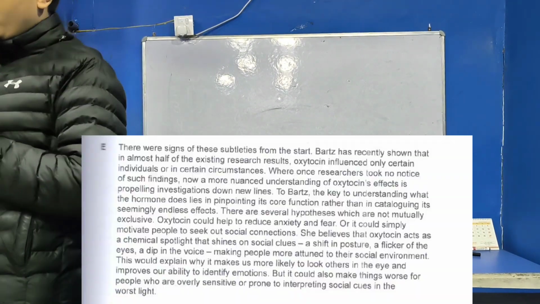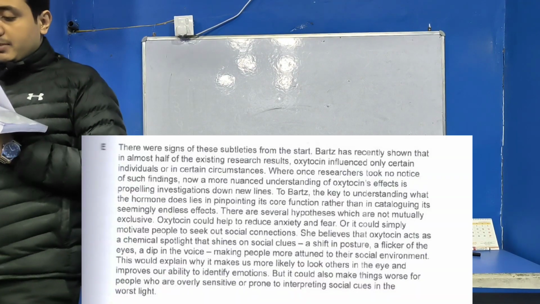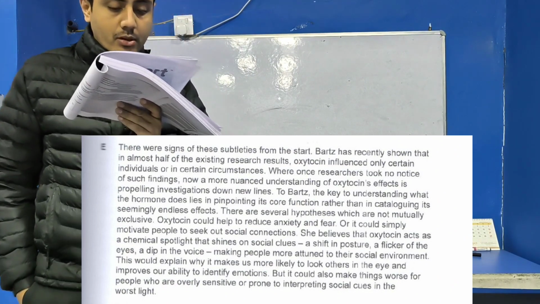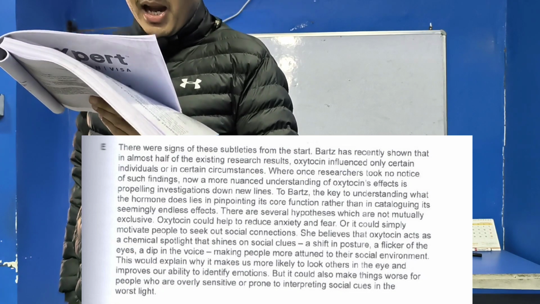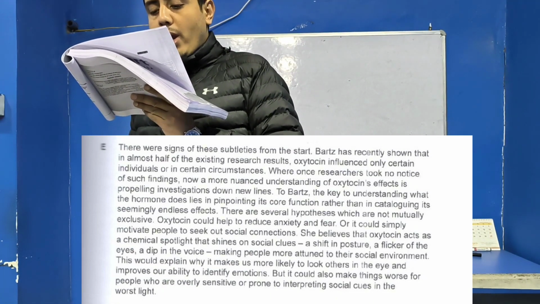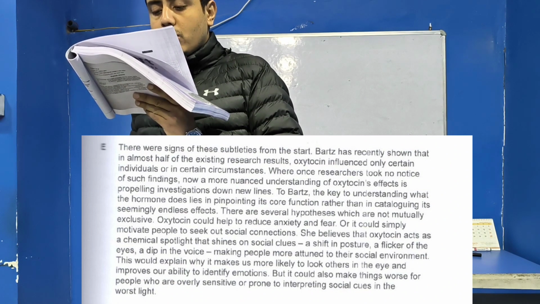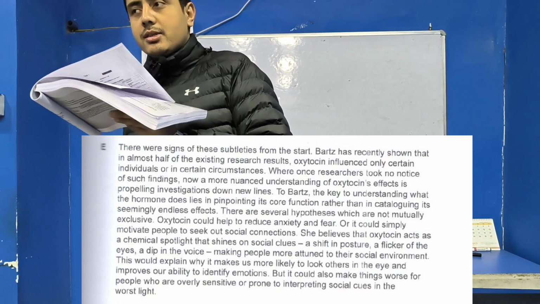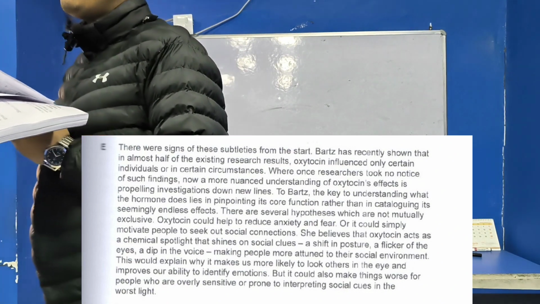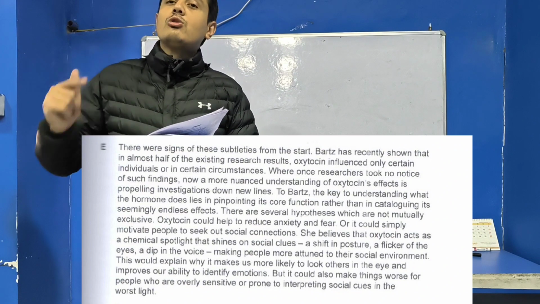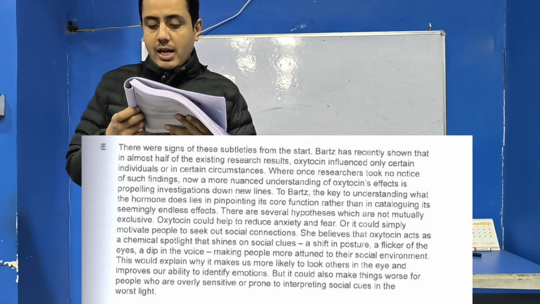Paragraph E maybe. Subtleties from the start. Bars shown in fact research. Okay, so here in paragraph E, look at the third line. Where once researchers took no notice of such findings. Do you see that line? Researchers took no notice of such findings. It means they found something, but they did not notice what they found. So that is what it means by ignoring. Number 17.